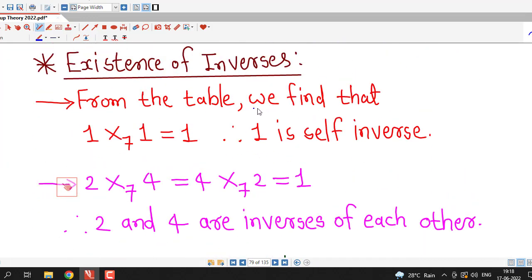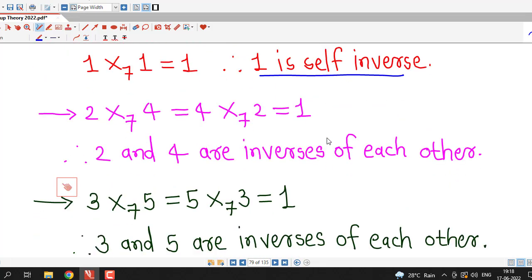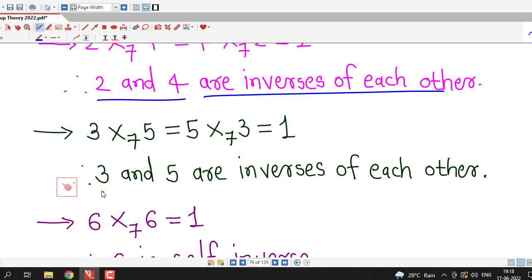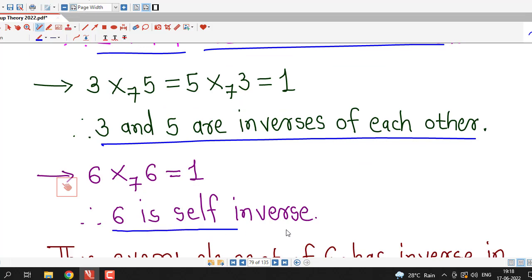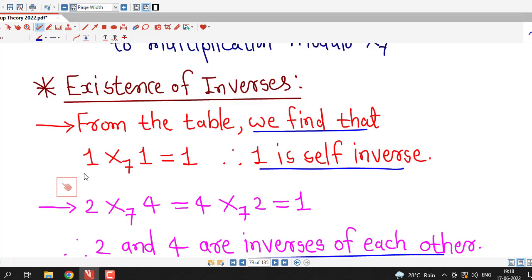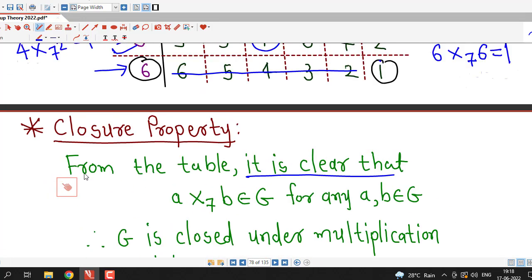From the table we find that 1 into 1 is 1, therefore 1 is self inverse. 2 into 4 and 4 into 2 equal to 1, therefore 2 and 4 are inverses of each other. Similarly 3 and 5 are inverses of each other, and 6 is self inverse. So we have verified all the properties for given set to be a group under given binary operation.